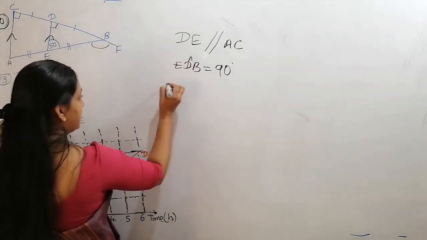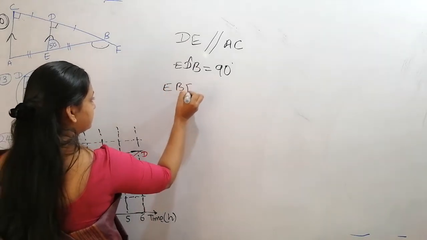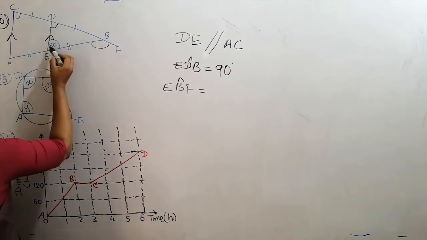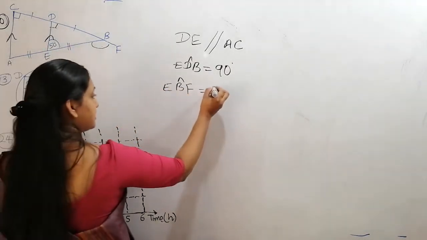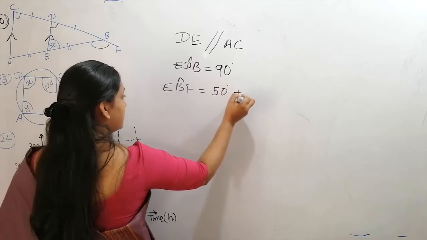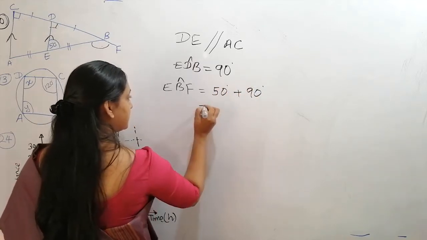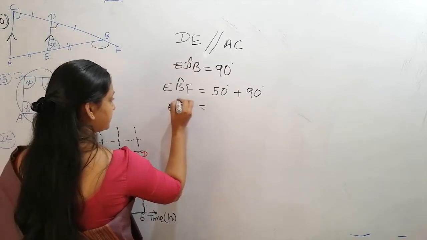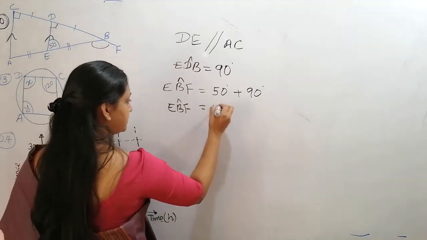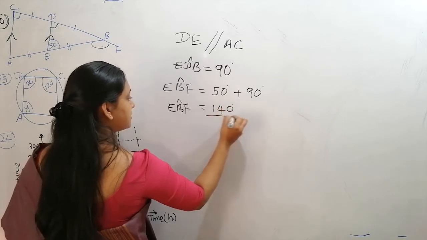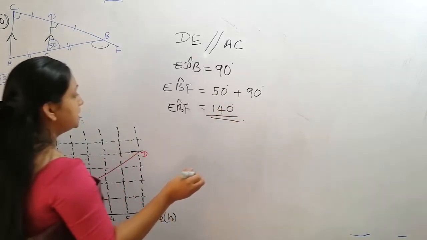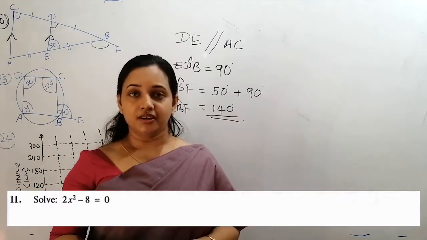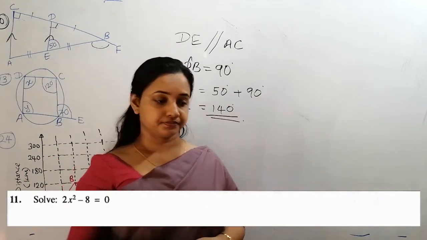That means angle EBF will equal the sum of the interior opposite angles. That means 50 degrees plus 90 degrees. Then angle EBF will equal 50 plus 90, 140 degrees. This is the answer for question number 10. Look at question number 11.